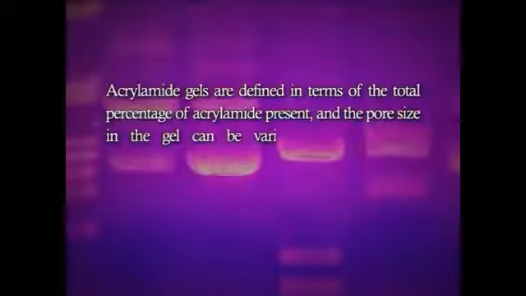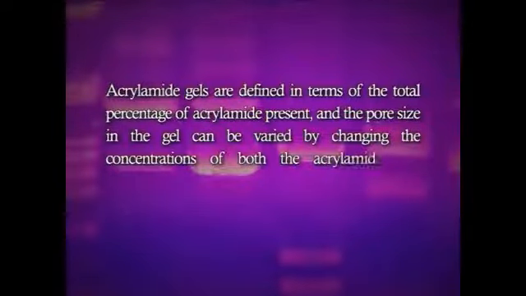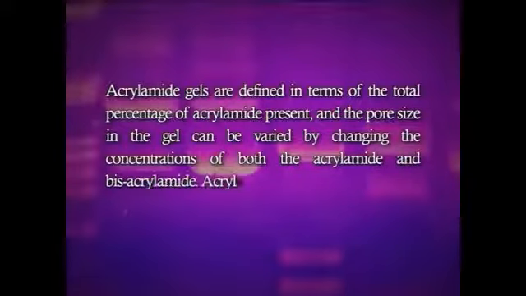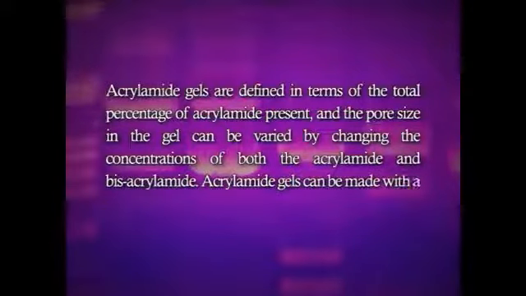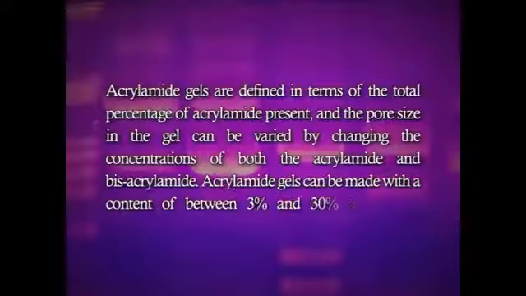Oxygen removes the free radicals, and therefore all gel solutions are usually degassed by placing under vacuum to remove the loosely dissolved air before use. Acrylamide gels are defined in terms of the total percentage of acrylamide present, and the pore size in the gel can be varied by changing the concentrations of both acrylamide and bis-acrylamide. Acrylamide gels can be made with a content of between 3% and 30% acrylamide.